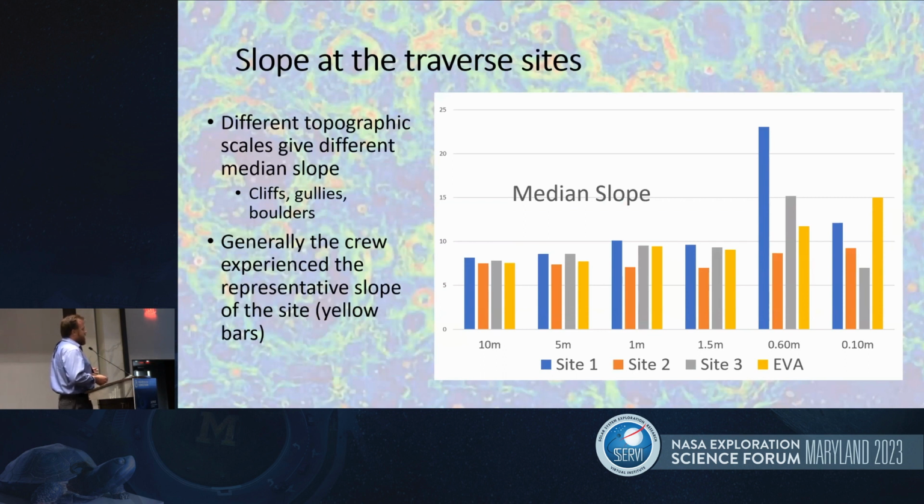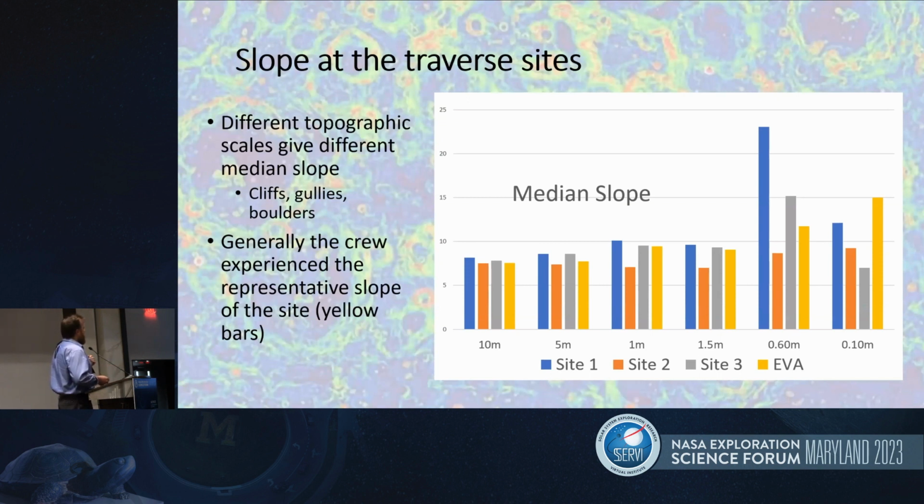So let me describe this chart here quickly. The different colors, the blue, the orange, and the gray, are sites 1, 2, and 3. The slopes, or the median slopes, inside those white dashed boxes. The yellow bar is the median slope underneath where the crews were walking in the entire study for this graph, at 10 meter, 5 meter, 1 meter, 1.5 meter, and then successively smaller baselines or pixel sizes for slope. And hopefully you can see that the answer changes as we get to smaller pixel sizes, right?